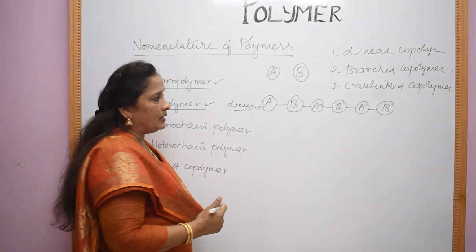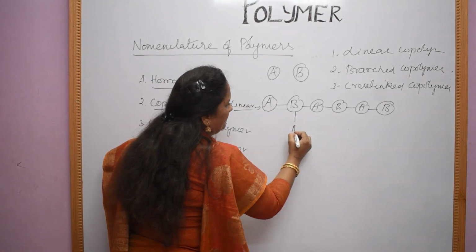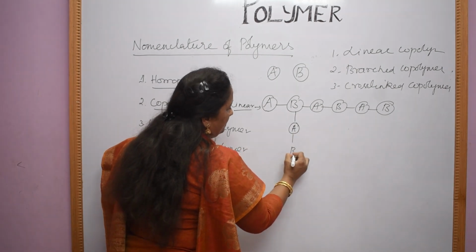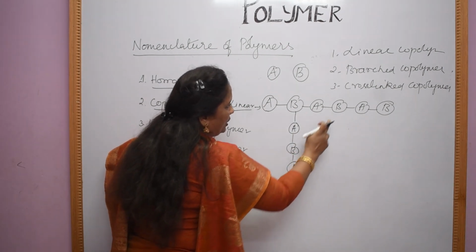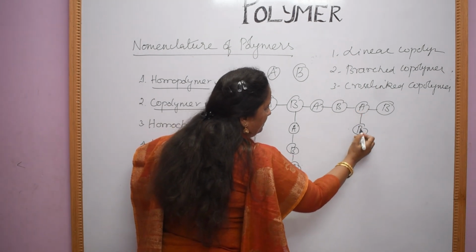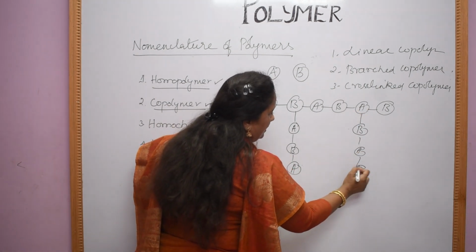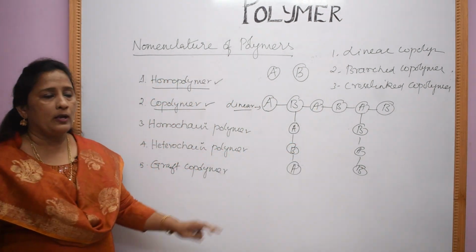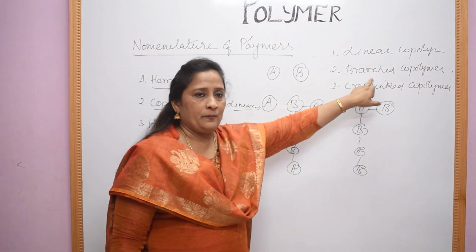You have branches in the structure. So how the branches will be like BA, then BA, right? If another branch is coming, it will be A and B, A, D like this, right? So this is the structure of your branched copolymer, right?